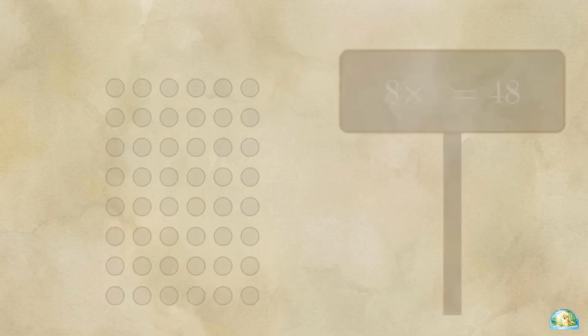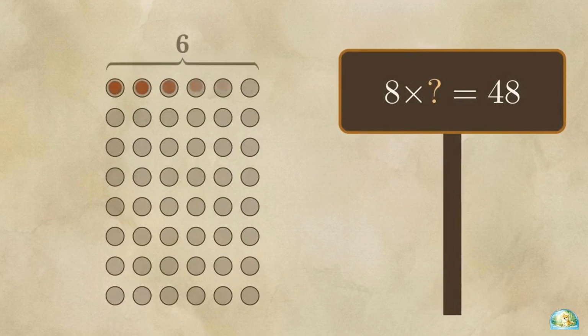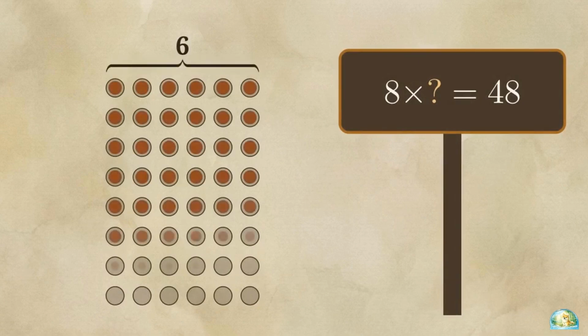8 equal rows must fill 48. To find the missing count, we look for the number filling each row. Counting a row of 6 8 times confirms the total. The unknown factor is 6, because 8 times 6 equals 48.